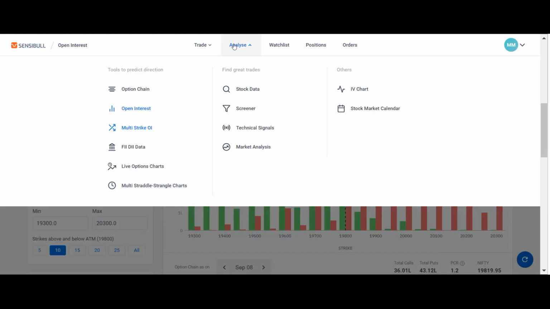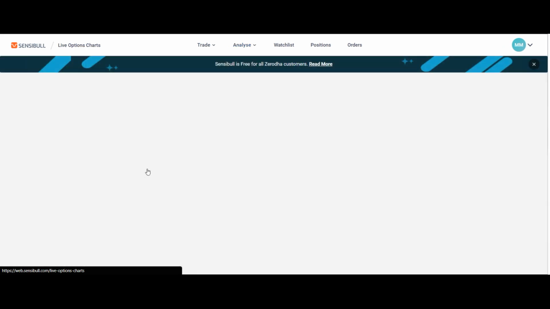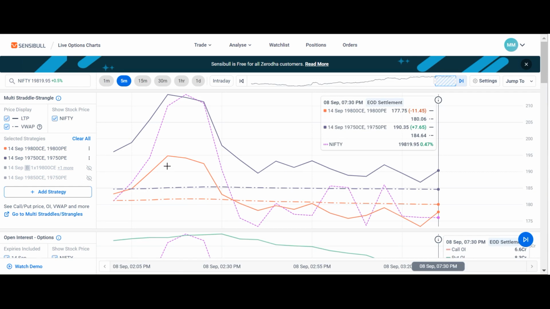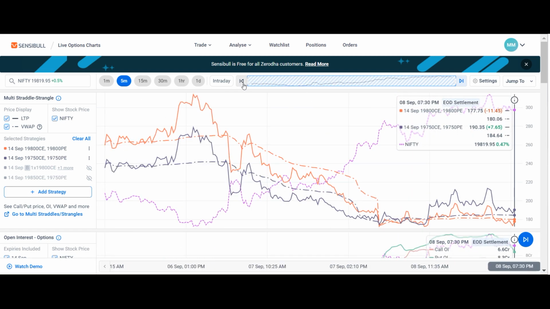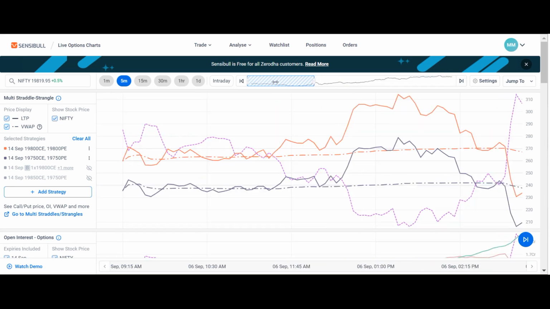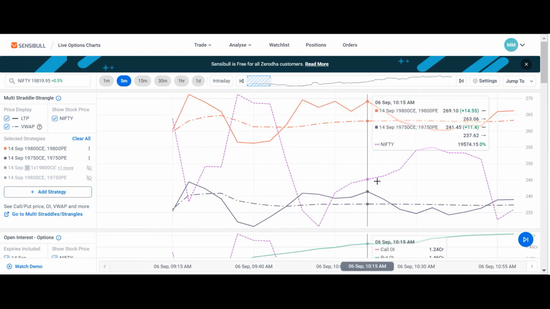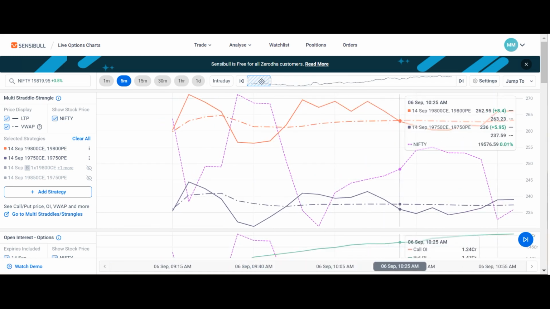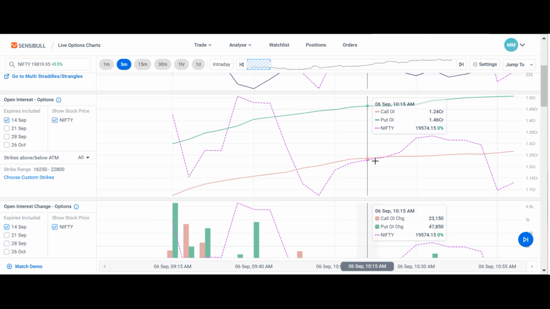Next, we see this option called live option charts. Now this data is very interesting. It will tell you what exactly is happening at that particular time, and help you understand what kind of data is changing. This is the complete day's data. Here you have a scroll which you can use as per your requirement, for whichever time frame you want to see. In a live market, generally you don't have to do this; it will keep moving automatically.